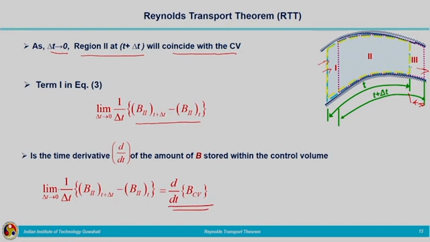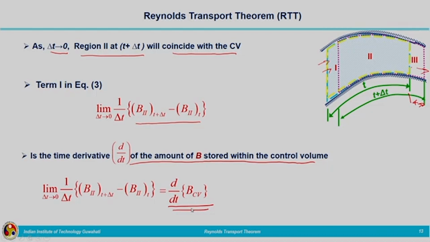This is limit delta t tends to 0, 1 by delta t, B2 at t plus delta t minus B2 at t. So that is nothing but the time derivative of the amount of extensive property B stored within the control volume, which can be represented by this expression d by dt of B CV.